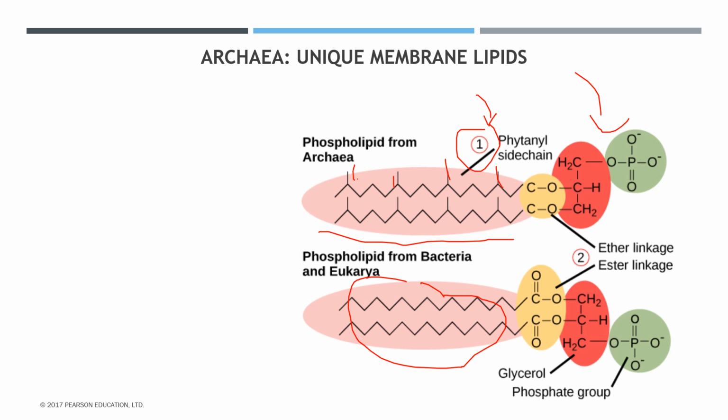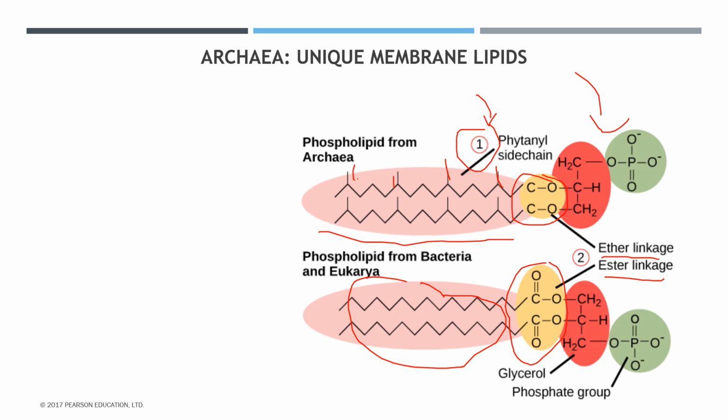The second difference is that in the phospholipid area, you see here there is an ether linkage, if you remember your chemistry, while here in the bacteria and eukarya you have an ester linkage. Okay, so you can see it here very clearly.